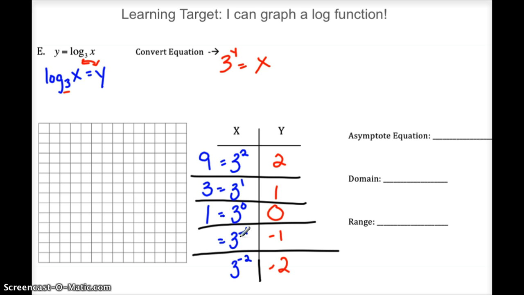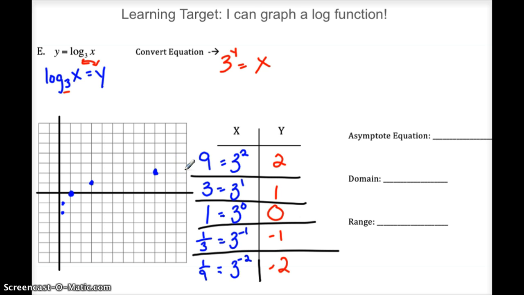Negative exponent does not mean a negative number. It means a fraction. In particular, 3 to the -1 is 1/3, and 3 to the -2, because of the negative exponent, is 1/9. Okay, so now we're just plotting the points: 9, 2; 3, 1; 1, 0; 1/3, -1; 1/9, which is even closer to the axis, -2.